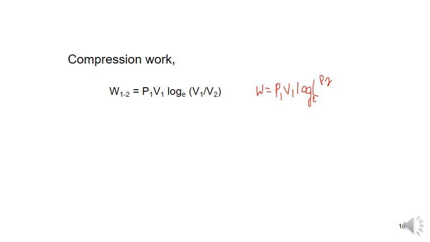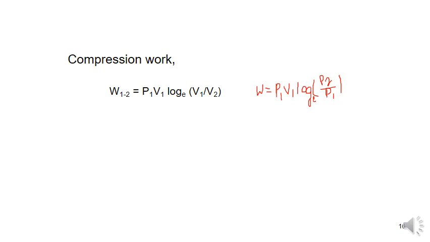So in the problem we calculated only the P1 value, we don't know the P2 value. If you want to calculate the P2 also, by using P2 V2 is equal to MRT2, we can calculate the P2 value also.